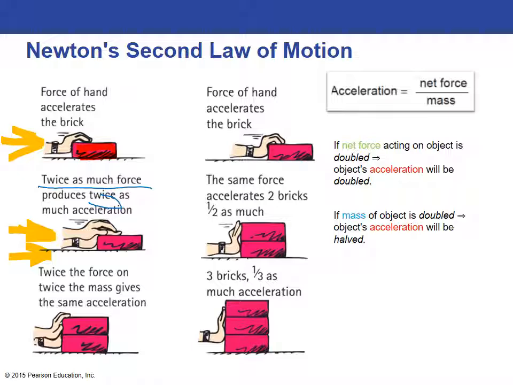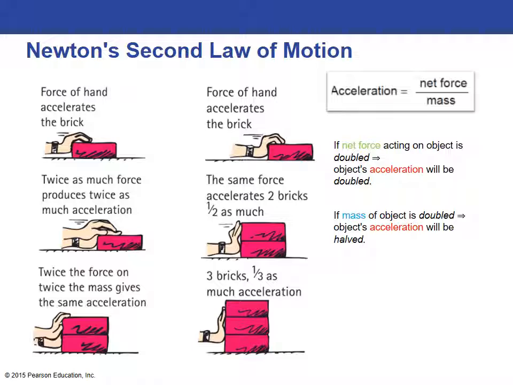But when I double the massiveness of the load, if I've got twice the mass and twice the force, twice the push, I'm going to end up with the same acceleration that I had here. If that doesn't make sense, rewind and look at that again.